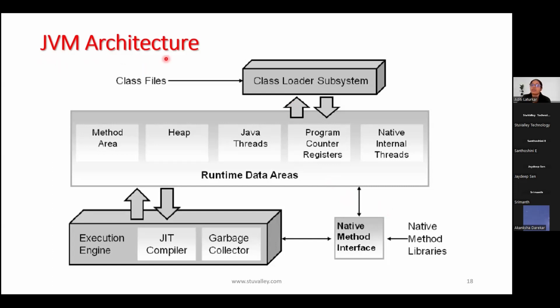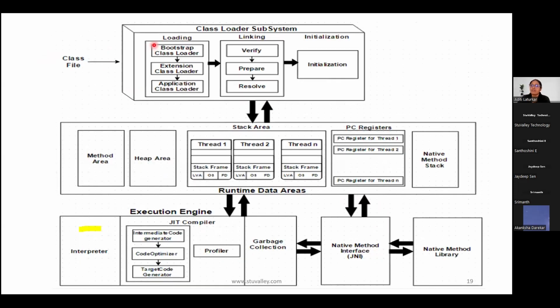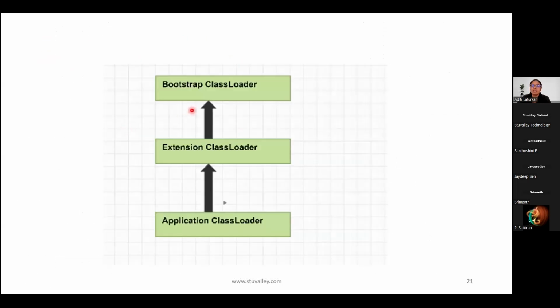So we have seen the JVM architecture's first subpart, that is the class loader subsystem. The class file that gets created is inputted to the class loader subsystem, which first has the loading part. There are 3 types of loaders: bootstrap class loader, extension class loader, and application class loader. The bootstrap class loader is the parent of the extension class loader, and the extension class loader is the parent of the application class loader.